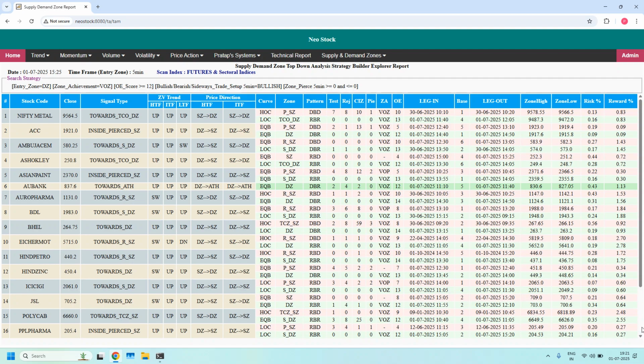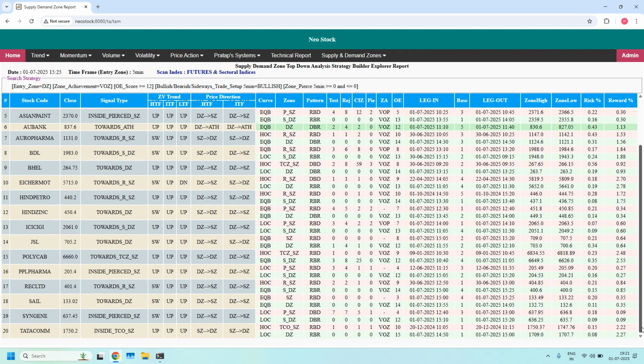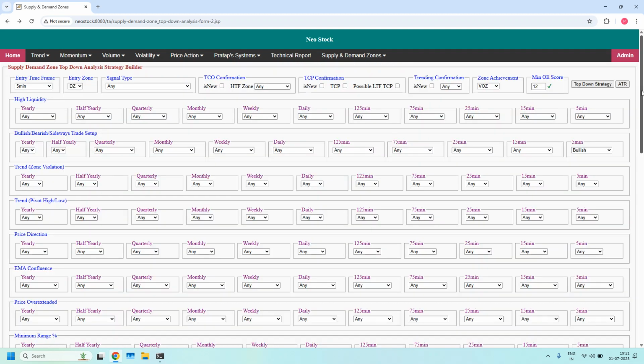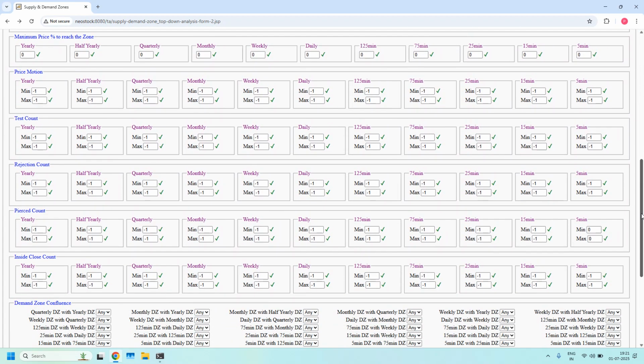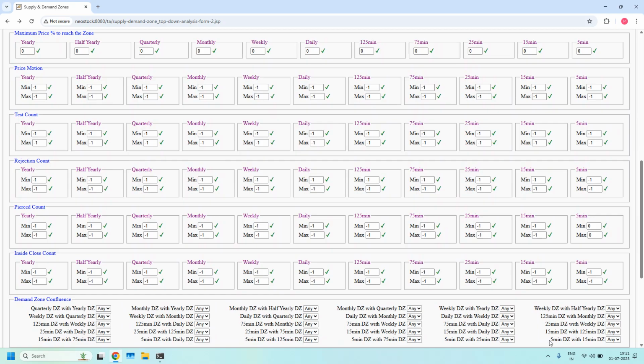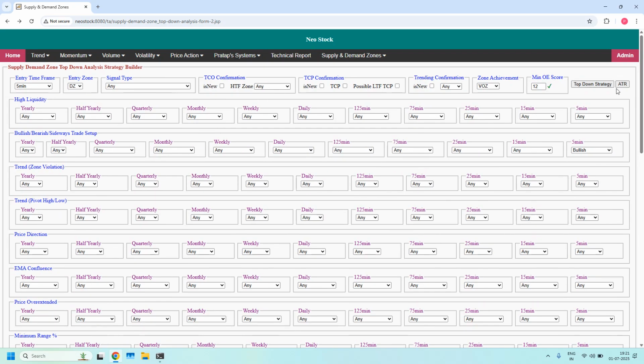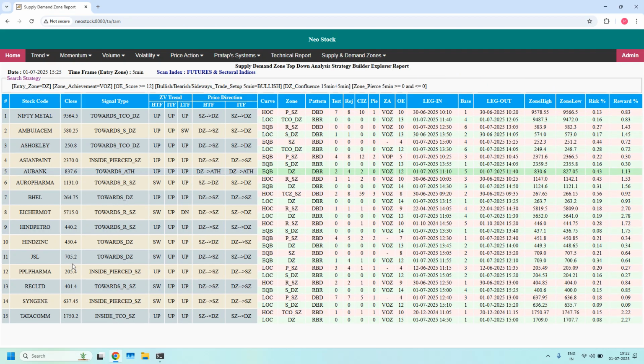First 16 stocks, I am scrolling the list down. So total 20 stocks are filtered. And in this 20, let us further filter based on the zone confluence. First one, 5 minutes and 15 minutes demand zone confluence. So I am enabling the filter. So we got 15 stocks.